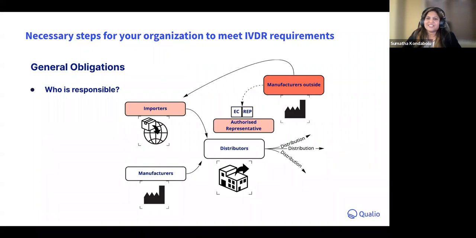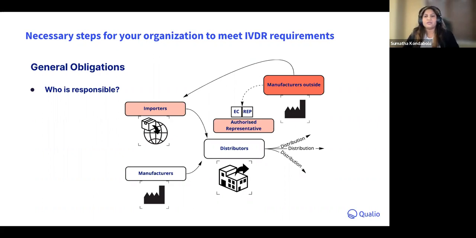Here come the necessary steps for your organization to meet IVDR requirements. That means, what are the general obligations and who is responsible? I think there was a question on the authorized representatives. So yes, the various obligations have been defined in the same EU document, Regulation 2017/746, starting from, I believe, Article 10 onwards, where you will have the obligations defined specifically for the manufacturer, the authorized representative, as well as the importers and distributors.